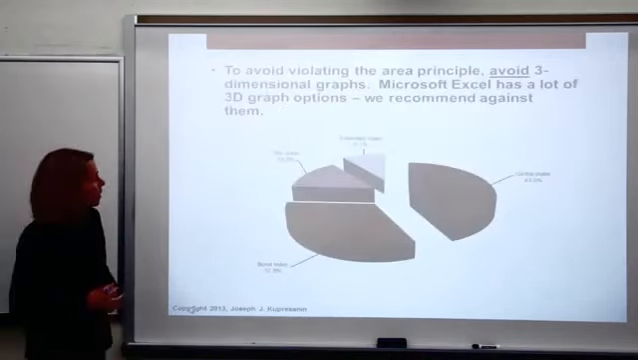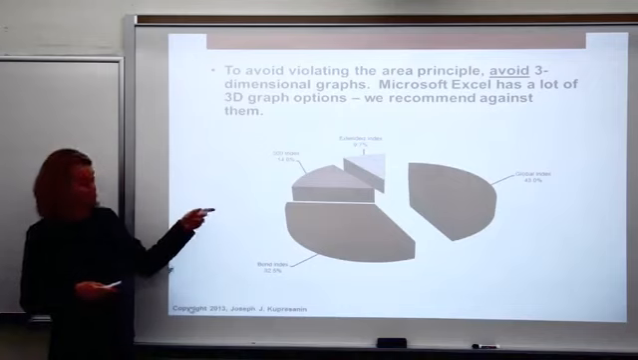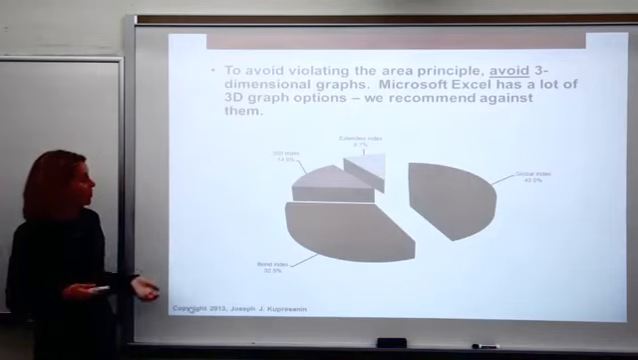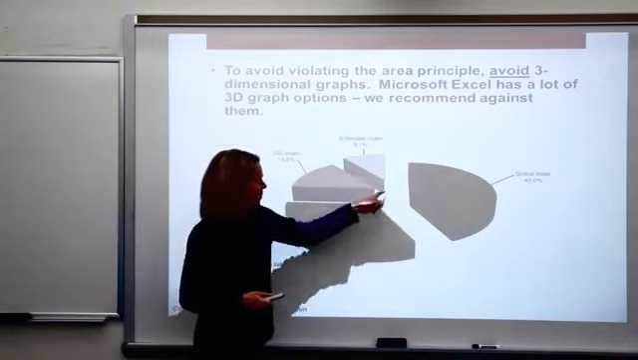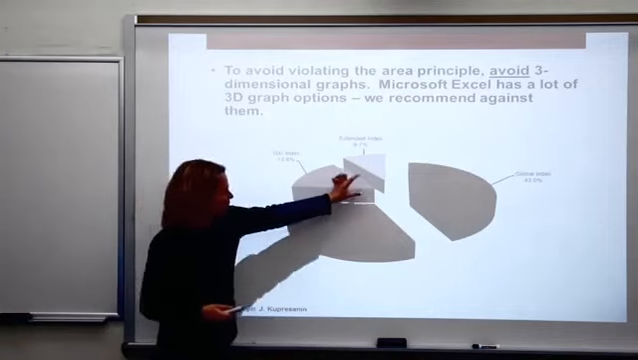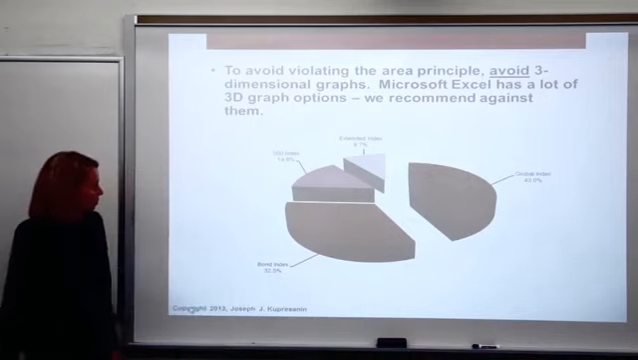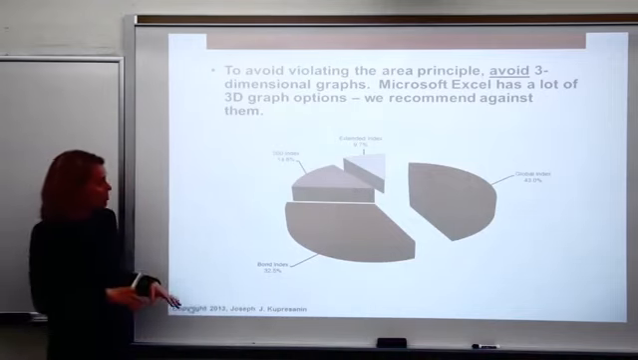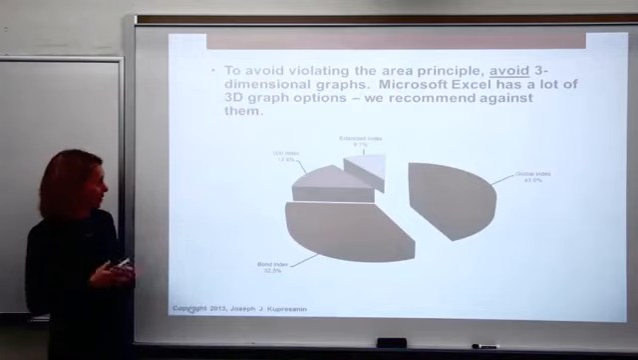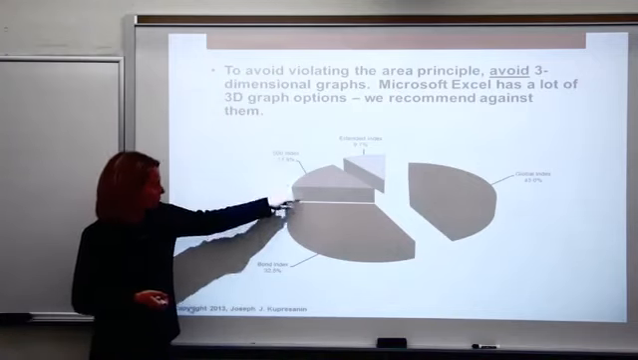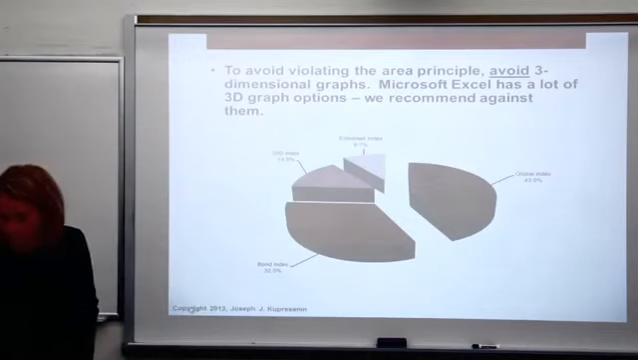To avoid violating the area principle, we strongly recommend that you avoid 3D graphs, three-dimensional graphs. Microsoft Excel has a lot of these. When you introduce the third dimension, this piece of pie is only supposed to represent 9.7%, but by adding that third dimension, often that can distort the proportions and throw the area principle off. So we want to avoid three-dimensional graphs, just nice, simple, basic graphs where the area principle is kept intact. Those three-dimensional things can make things look more inflated or deflated than they actually are.